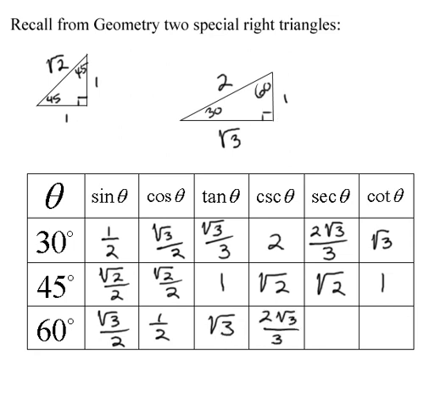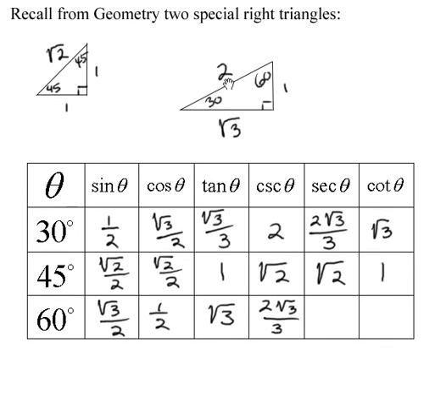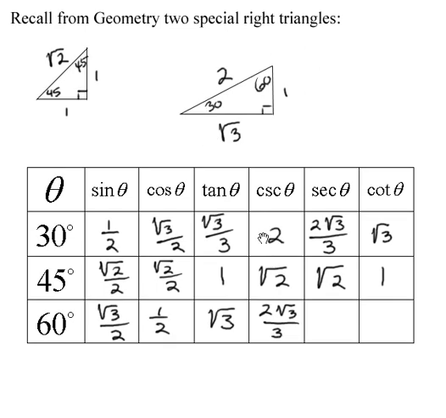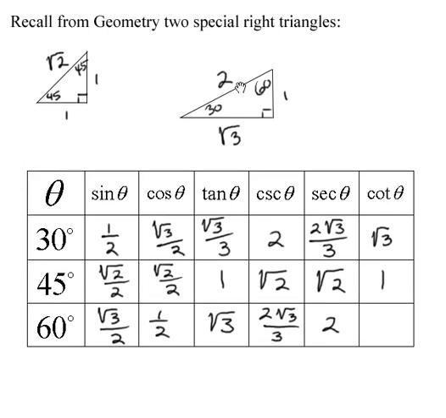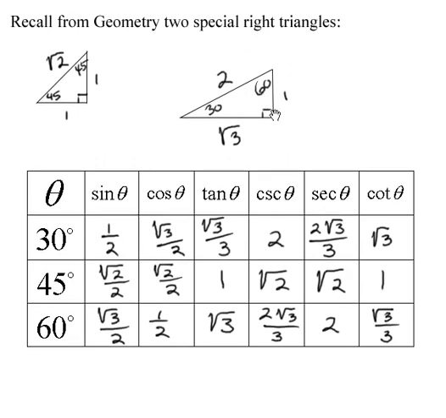Standing at 60's point of view, cosecant is the hypotenuse over the opposite, so that's 2 over the square root of 3, which in simplest radical form is 2 square roots of 3 over 3. Secant, standing at 60's point of view, is hypotenuse over adjacent, so that's 2 over 1, which reduces to 2. And cotangent, standing at 60's point of view, is adjacent over opposite. 1 over the square root of 3 in simplest radical form is a square root of 3 over 3.